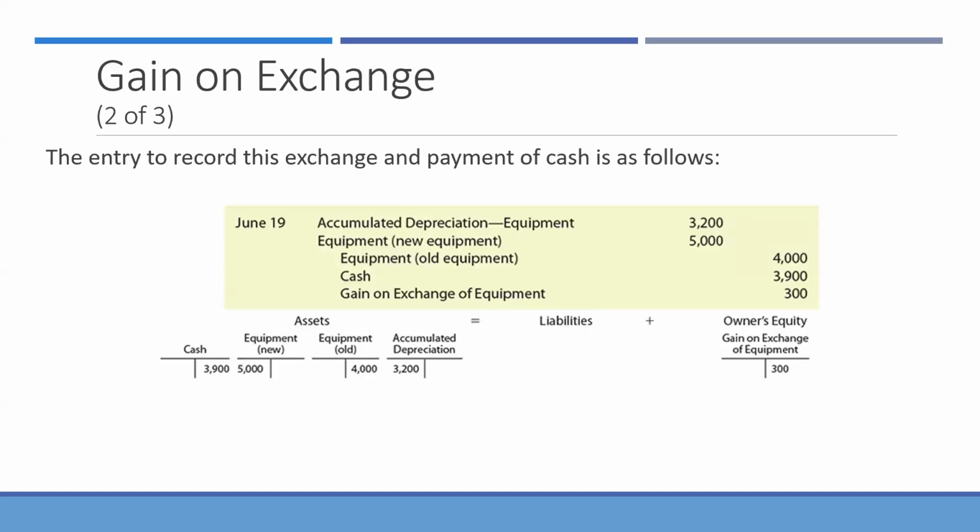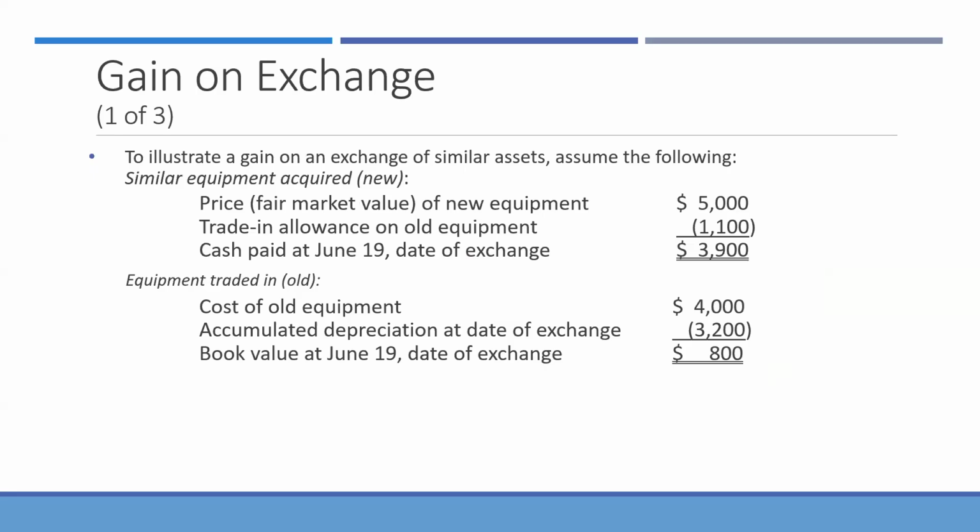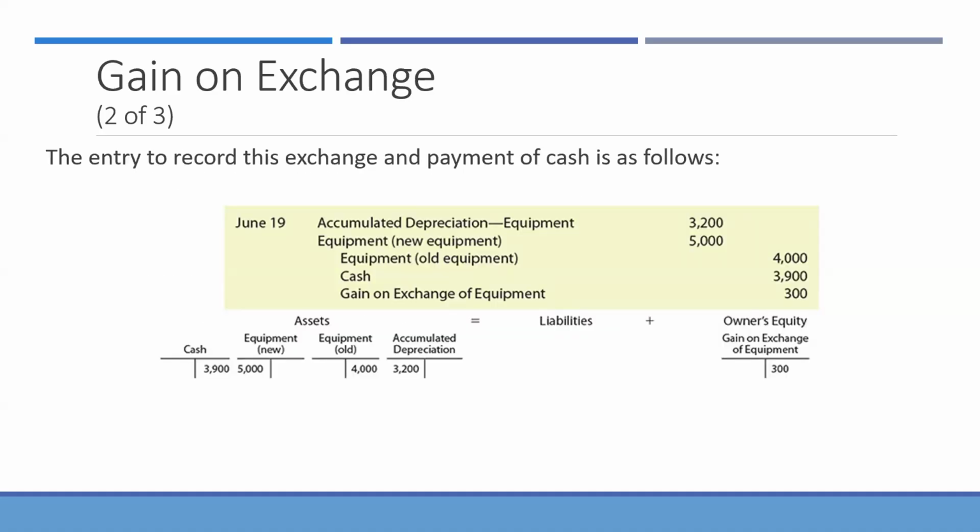So what we need to do is remove the old equipment, similar to selling it in the previous examples. So we debit accumulated depreciation equipment for $3,200. We credit the old equipment, and then we debit the new equipment's fair value. We have to record the new asset at fair value. That's our true historical cost. And then the cash that we paid, that's the boot, is the $3,900. And then the gain on exchange in equipment is the difference between our debits and credits, and also the difference between the book value and the trade-in value.